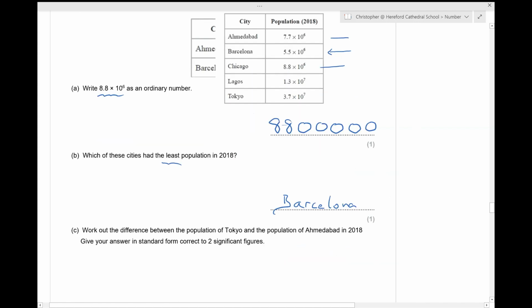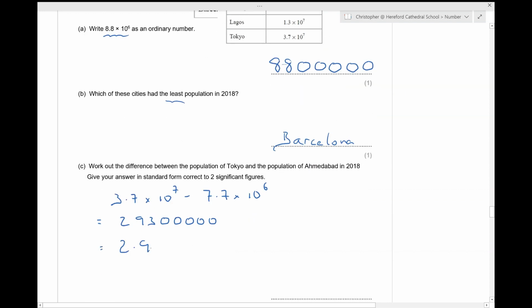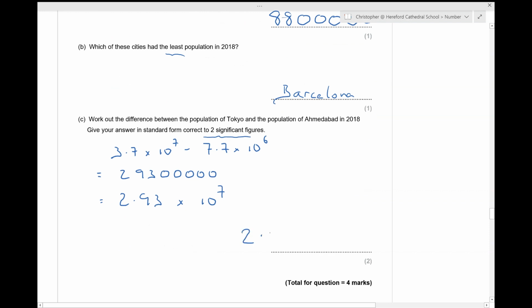Okay, work out the difference in population between the population of Tokyo and the population of Ahmedabad in 2018. Right, let's have a look. Well, the population of Tokyo, there we are, subtract 7.7 times 10 to the 6. I can put that in my calculator and I get the answer 293 with 5 zeros. I've got to give that in standard form, correct to two significant figures. So my answer is simply going to be 2.9 times 10 to the power of 7.